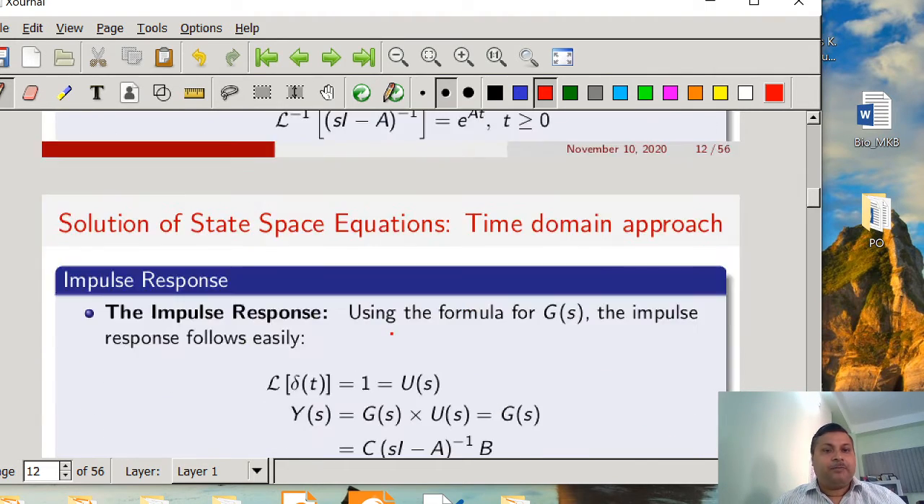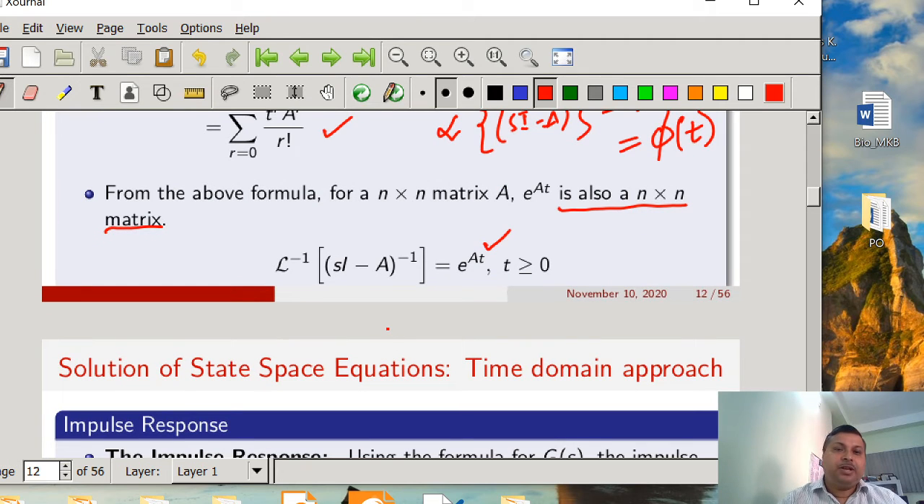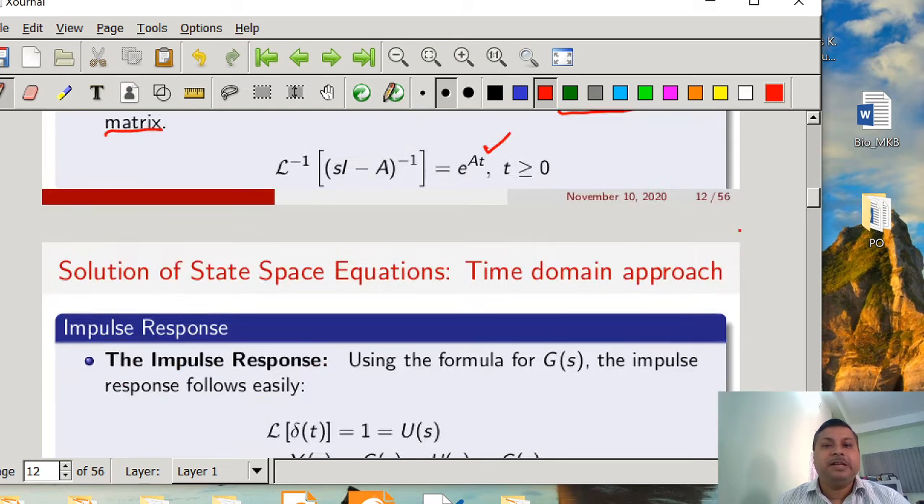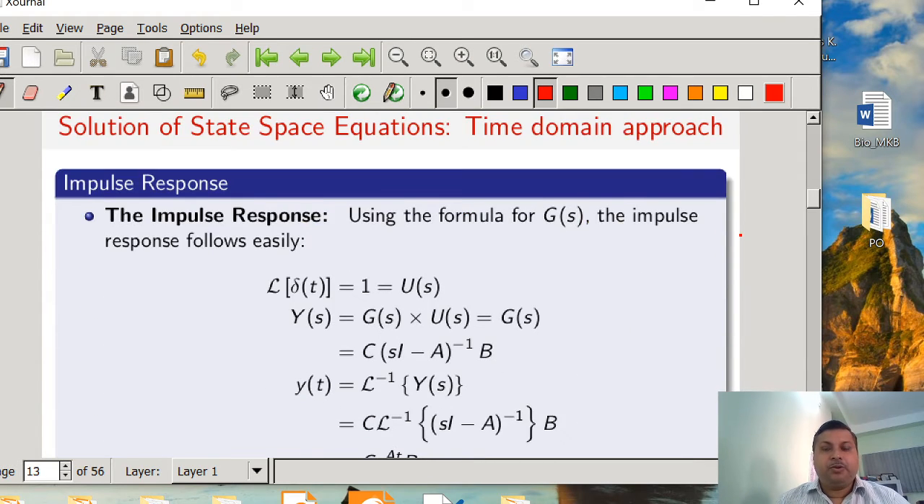Now we want to examine what is the use of this Laplace inverse of sI minus A inverse, which is defined as the matrix exponential, that is e to the power At. So that's why we will first try to compute the impulse response of the system. Let us see what the impulse response will be if the system is represented in state space.